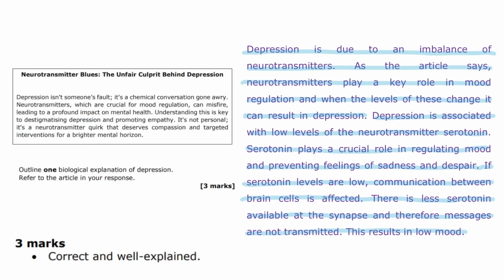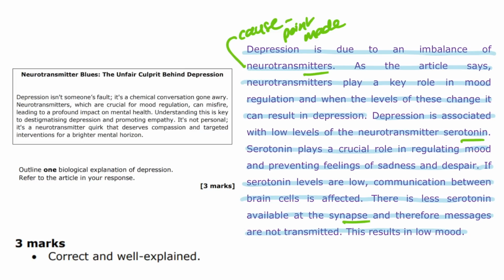The response is effective in outlining a biological explanation of depression, specifically focusing on the imbalance of neurotransmitters. The clear identification of the cause of depression as an imbalance of neurotransmitters provides a really concise and accurate overview of this biological perspective. The inclusion of technical language such as neurotransmitters, synapse, and serotonin demonstrates a precise understanding of the biological mechanisms involved in depression.